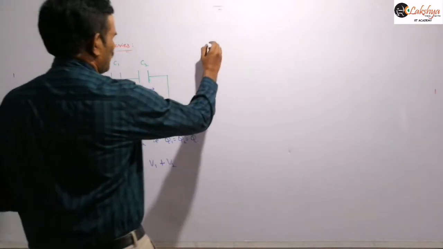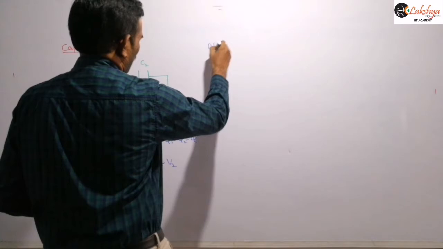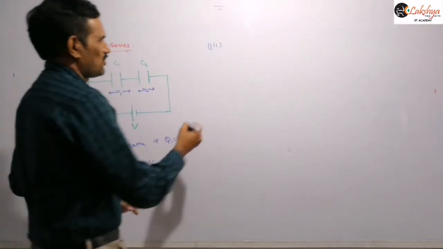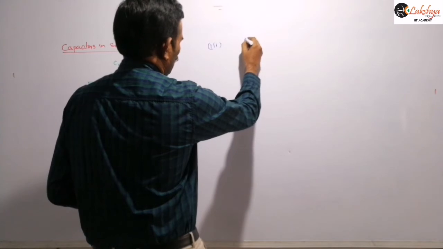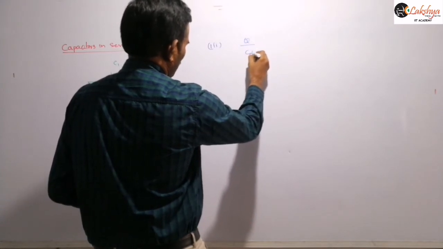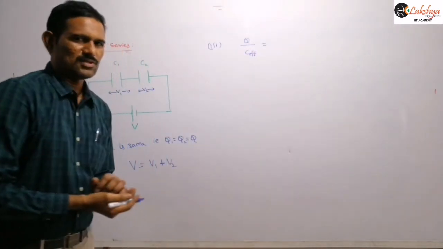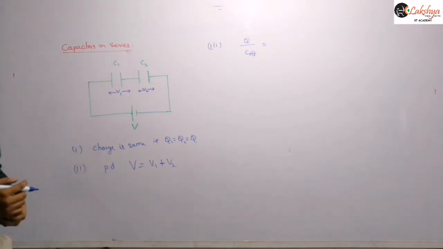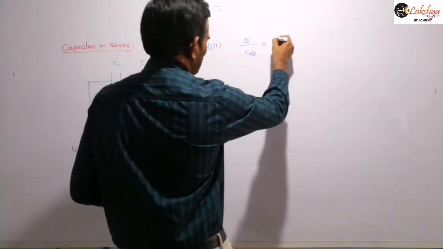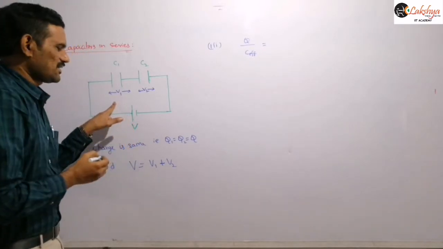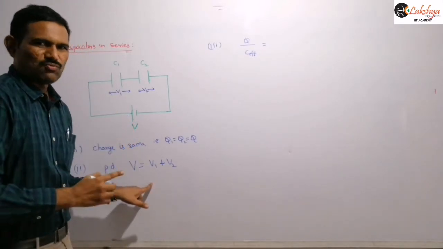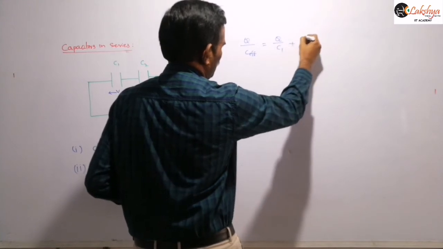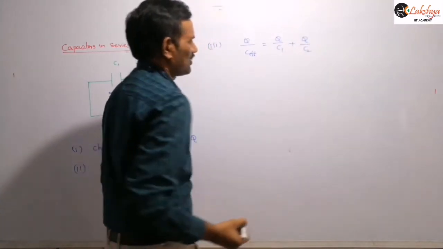And from this you can derive an expression for the effective capacitance. If I write Q is equal to CV, then V is Q by C effective. This total potential difference I am replacing by Q by C effective. Similarly, for the first capacitor the potential difference is Q by C1, plus for the second, Q by C2.